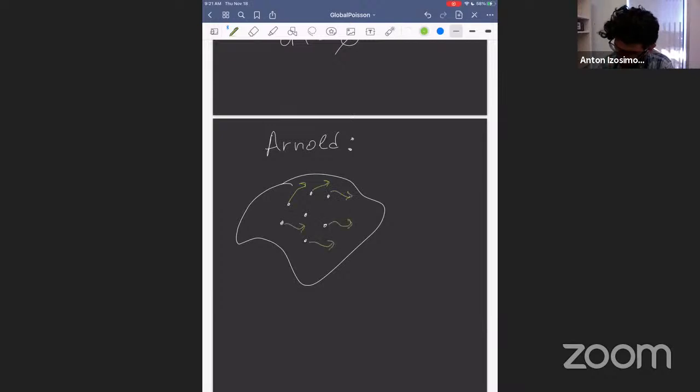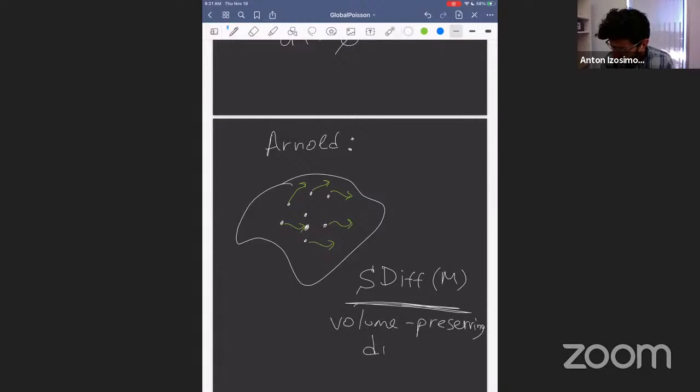And then, assuming the flow is smooth, if we consider the map taking the old positions of particles to the new positions, if the fluid flow is smooth, that's a diffeomorphism of the manifold. And moreover, because we consider an incompressible flow, that's going to be a volume preserving diffeomorphism. Therefore, the motion of a fluid can actually be considered as a trajectory on this space that I called SDiff(M), the volume preserving diffeomorphisms. And that's a group, obviously, and it can be regarded as an infinite dimensional Lie group.